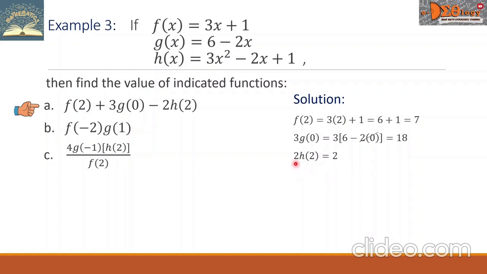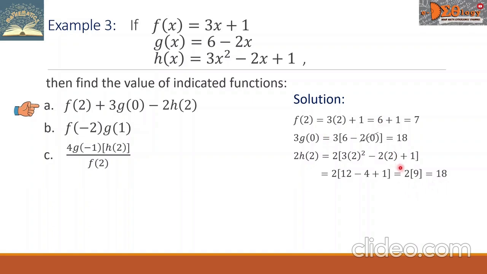Then we have 2 times h of 2. First we copy the constant 2. Then we evaluate h of 2. Our h of x is here. Then we substitute 2 to the x. So we have 3 times 2 squared minus 2 times 2, then plus 1. 2 squared is 4 times 3 is 12, minus 2 times 2 is 4. Then we copy plus 1. We simplify the numbers inside the grouping symbol. We have 9, that is 12 minus 4 plus 1. And then times 2. So we have 18.